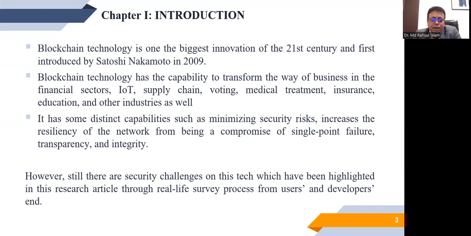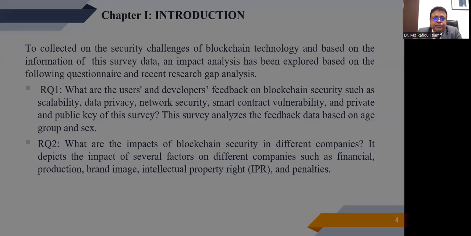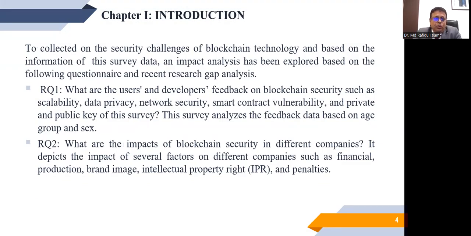However, there are some challenges in this technology, which have been highlighted in this research article through a real-life survey process from the users' and developers' end. To collect the security challenges of blockchain technology, and based on the information of this survey data, an impact analysis has been explored based on the following questions and research gap.